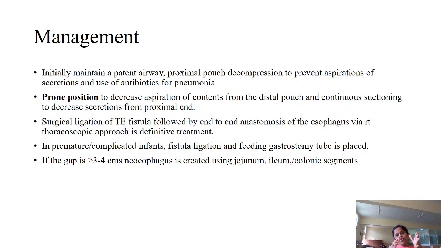So what we basically do is, if it is possible, we go straight in for surgery, or we ligate that fistula so that there is no connection between the esophagus and trachea. And gastrostomy is putting a tube directly into the stomach, and you are feeding the baby via that. And if the gap between the atretic parts, the proximal and the distal end, is more than 3 to 4 centimeters, a neo-esophagus is formed using jejunum or ileum, because the epithelium and other things might closely resemble it, if not completely.